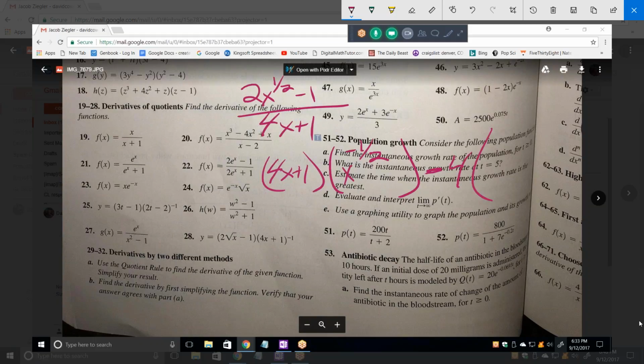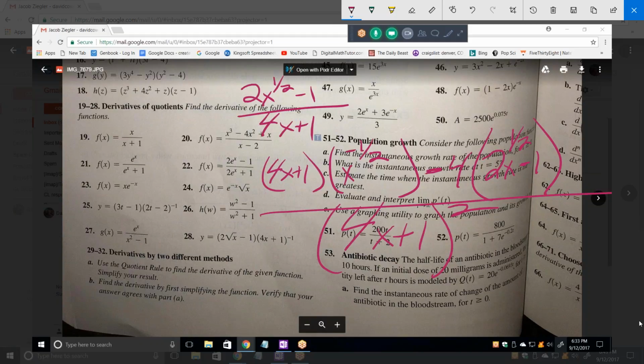So, times the top. In other words, just the reverse of the first part. This is the bottom times the derivative of the top. This is the derivative of the bottom times the top, all over 4x plus 1 to the what? To the 2nd power. Yeah, you start with the bottom, you end with the bottom squared.